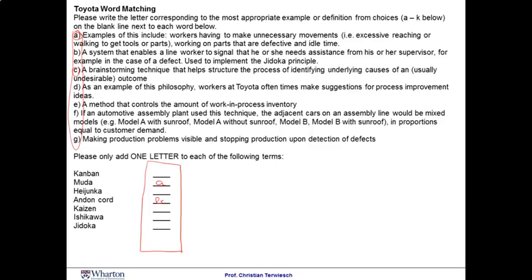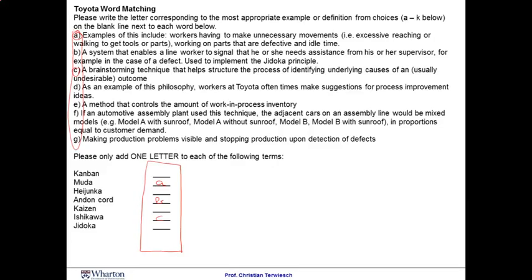C, a brainstorming technique that helps you find root causes of usually undesirable outcomes. That is a fishbone diagram, right? Also known as the Ishikawa diagram. And please don't think that Ishikawa stands for fish in Japanese, I think that's just named by the inventor. So I really have to disclose that I speak absolutely no Japanese. I'm sorry for that.